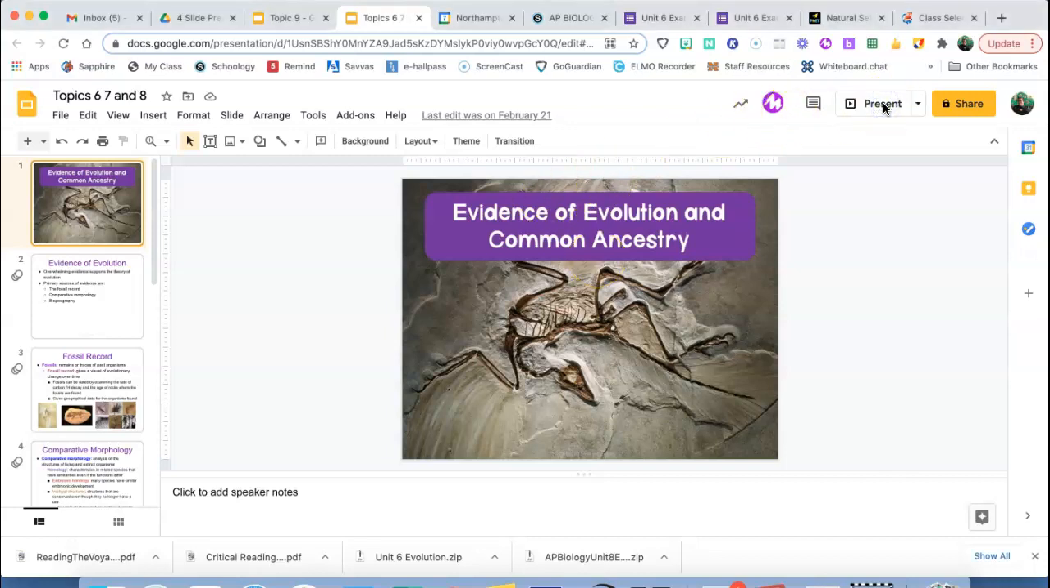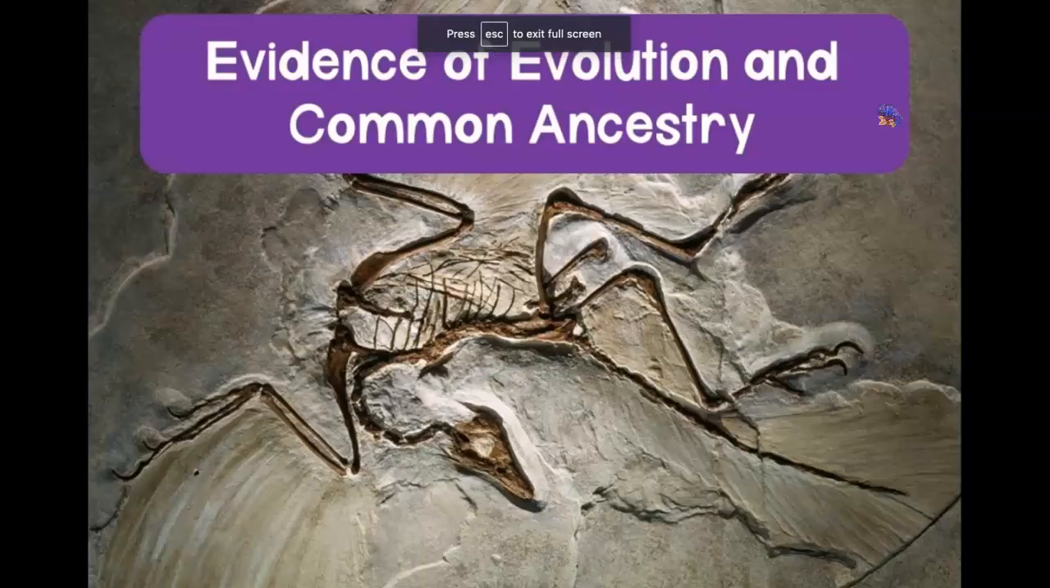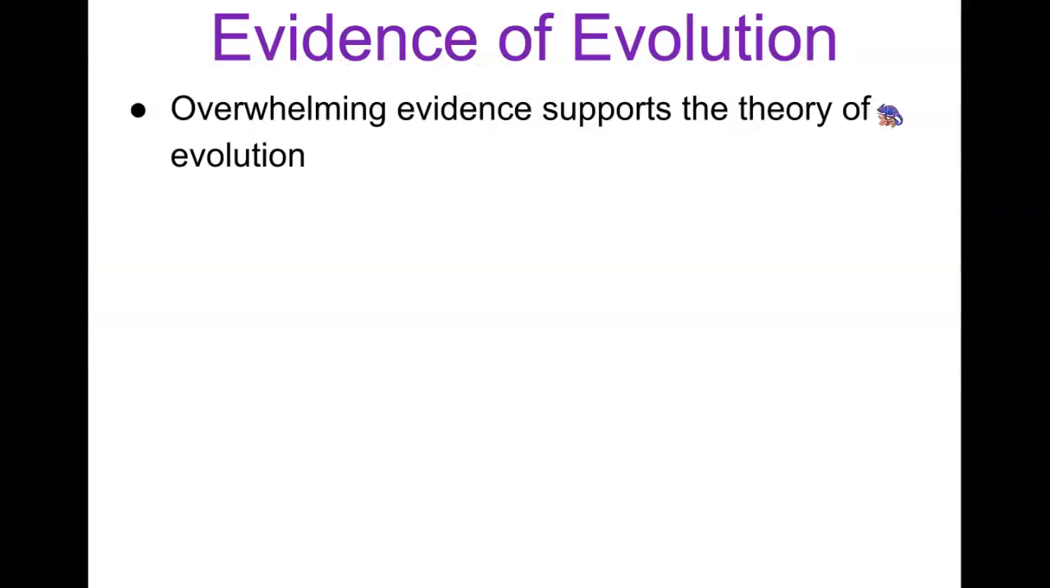Welcome, AP Biology students, to Unit 7, Lecture Topics 6, 7, and 8. Here we're going to look at evidence of evolution and common ancestry. So, overwhelming evidence supports the theory of evolution.